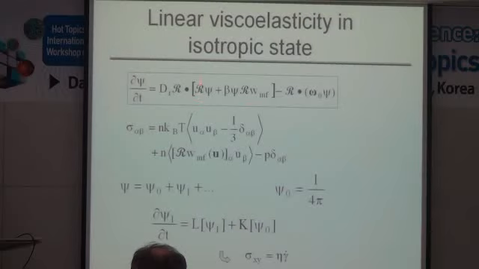In the linear regime we can solve this equation using perturbation theory. We assume that psi is psi naught plus psi 1, where psi naught is the isotropic distribution function. So we can linearize this equation and solve it using standard perturbation theory for psi 1. Essentially, you can then calculate the viscosity in the isotropic solutions.